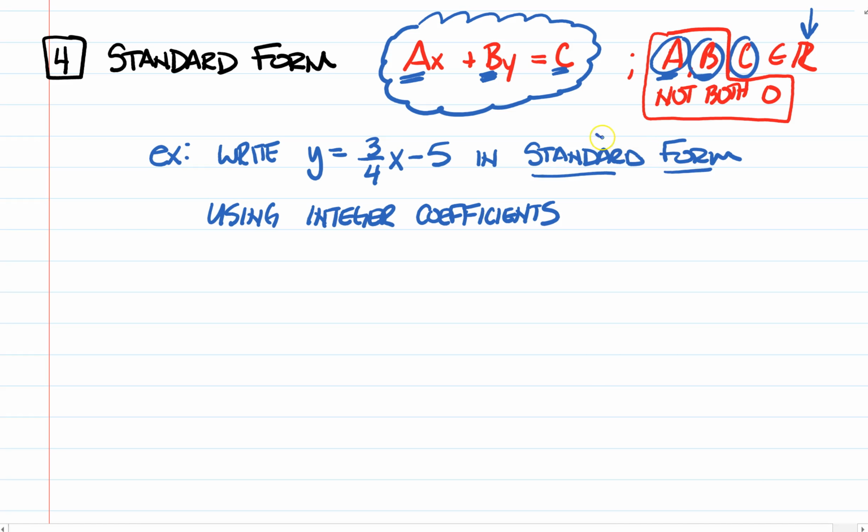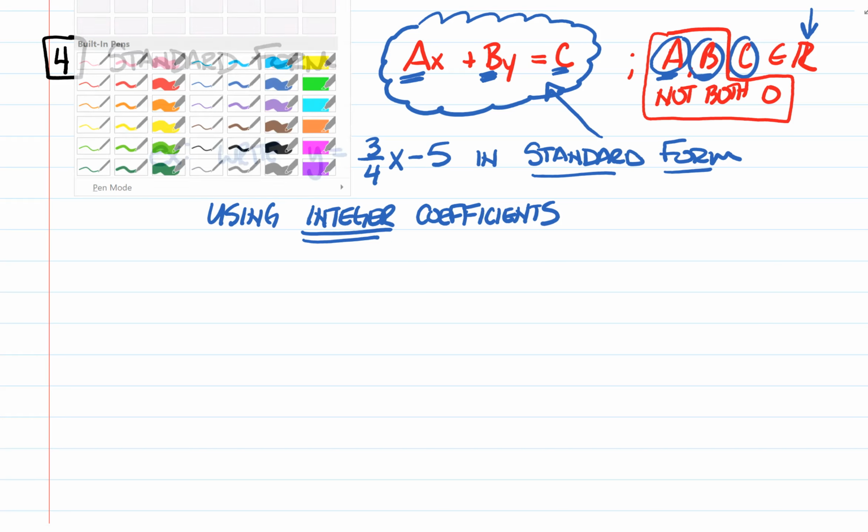So we want to put it in standard form, so it needs to look like this. And we want to use integer coefficients. So integer coefficients, you'll remember, are all of the negative integers, like -1, -2, -3, the number 0, and then of course 1, 2, 3, and 4. 5.6 is not an integer. 3/2 is not an integer, right?